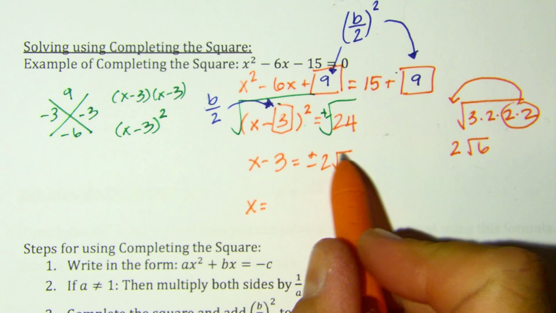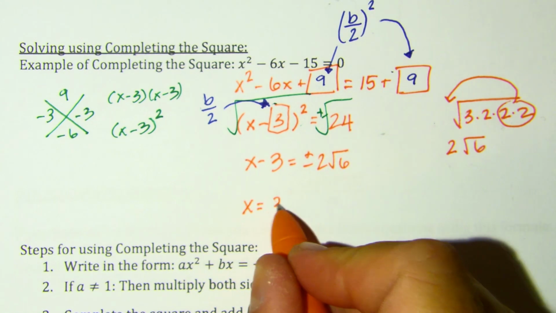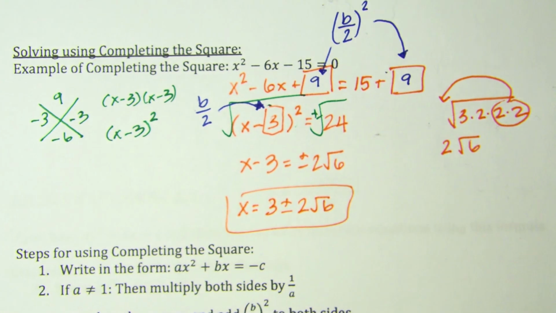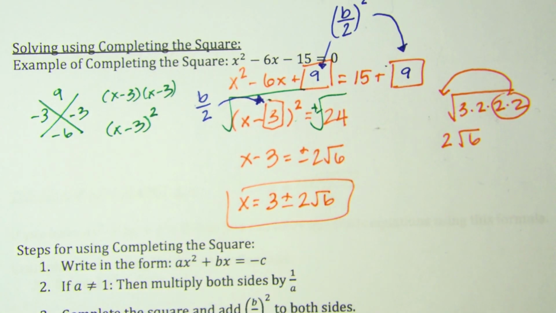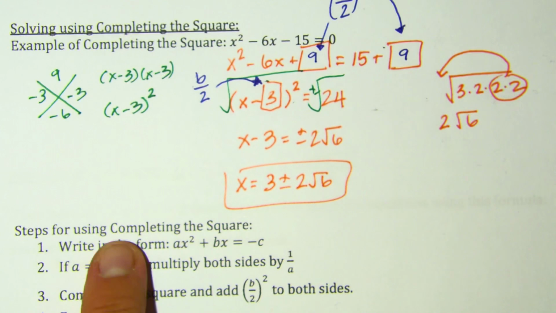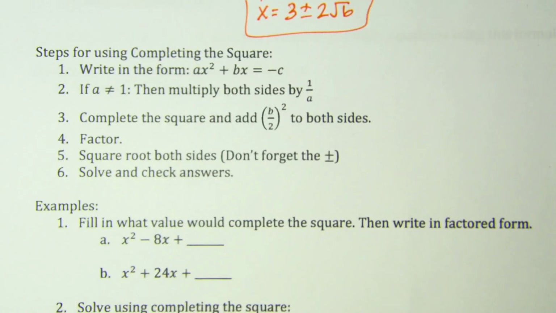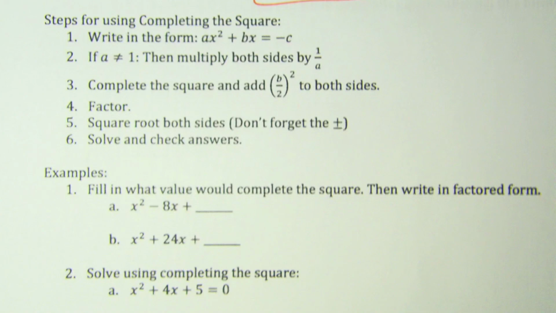Again, 3 cannot be combined with this because this has a square root on it, so it'll be 3 plus or minus 2 root 6. Okay. So that's the whole process of completing the square. These are the steps that we just talked through. I won't talk through them again because we just talked through them and you can just have them written there for you.